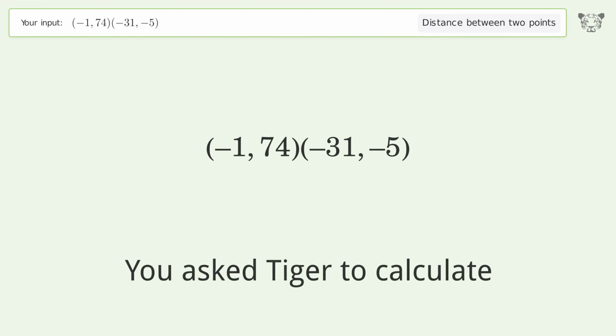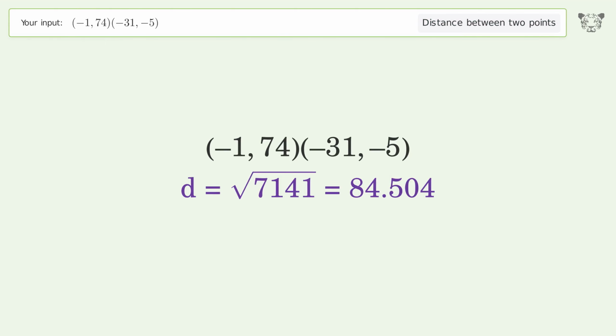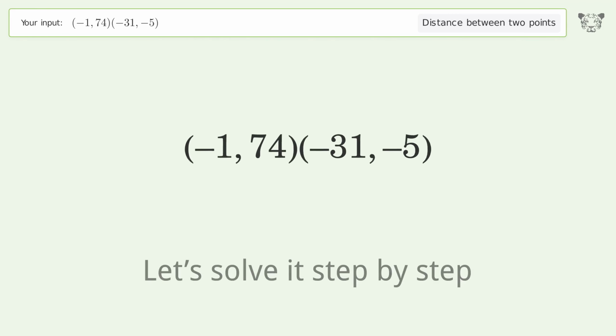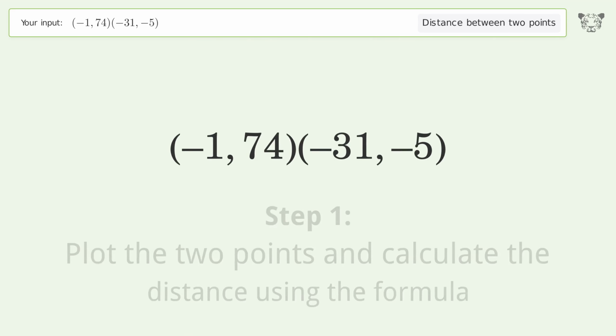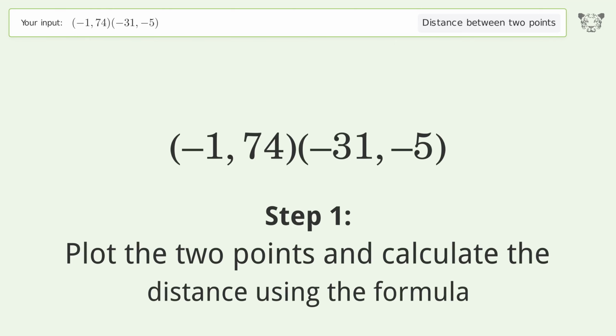You ask Tiger to calculate. This deals with the distance between 2 points. The distance between the 2 points is the square root of 7,141, or 84.504. Let's solve it step by step. Plot the 2 points and calculate the distance using the formula.